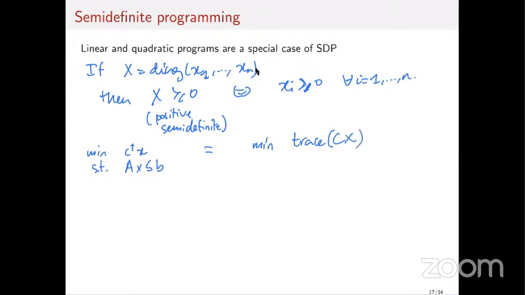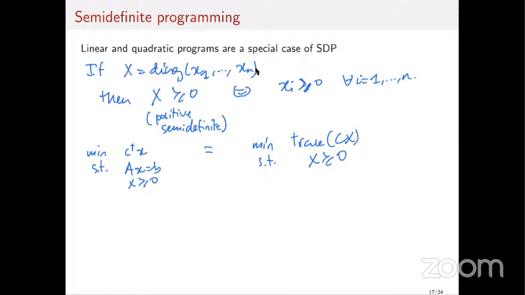Okay, so how should I write this? In fact, let me instead take this, because this is in the dual form. So this is what we call a linear program in standard form. It can be equivalently put in the inequality form I mentioned before, by a simple transformation. So I can rewrite this as the trace of C times X subject to X is positive semi-definite.